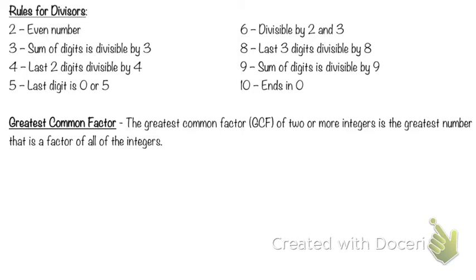9, the sum of the digits is divisible by 9. Is that pretty similar to the 3 one? I think so. Yeah, except we're just seeing if it's divisible by 9 instead of by 3. So 72 again. What's 7 plus 2? 9. Is 9 divisible by 9? Yeah, 8 times 9. So 72 is divisible by 9.